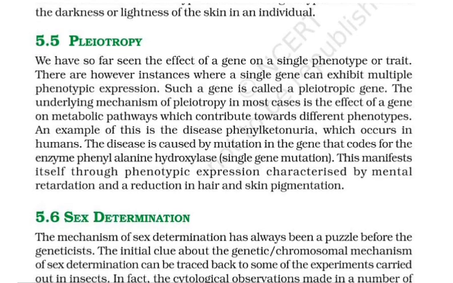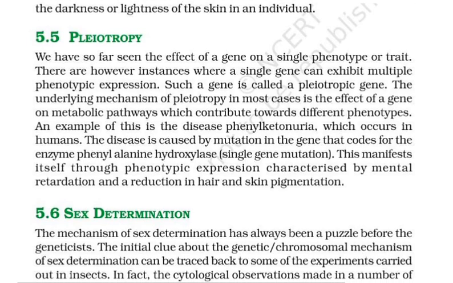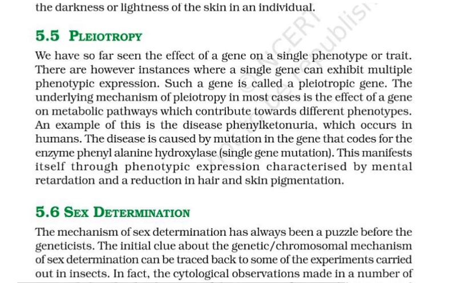Besides the involvement of multiple genes, polygenic inheritance also takes into account the influence of environment. Human skin color is another classic example for this. Human skin color is an example of polygenic inheritance.